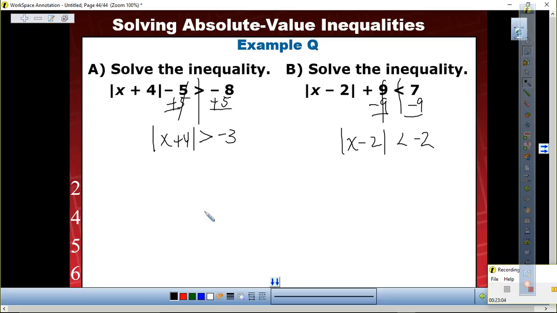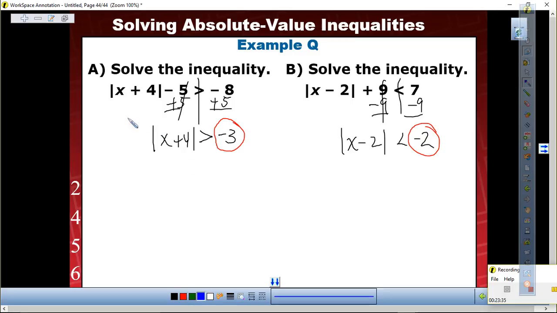Now, I hope you see, from the ones that we did prior to this, that these inequalities have a negative on the other side. You guys notice that? However, look at the inequality sign. This one is pointing to the right, and this one's pointing to the left. So let's find out what each of these means. Look up.